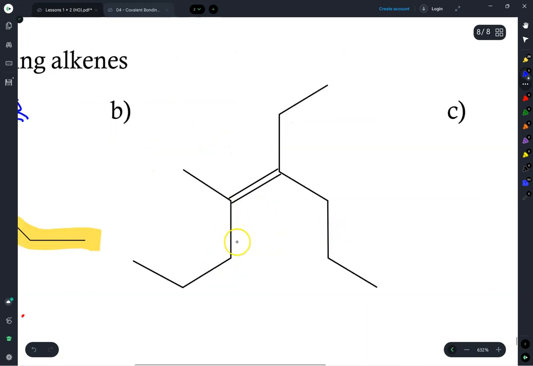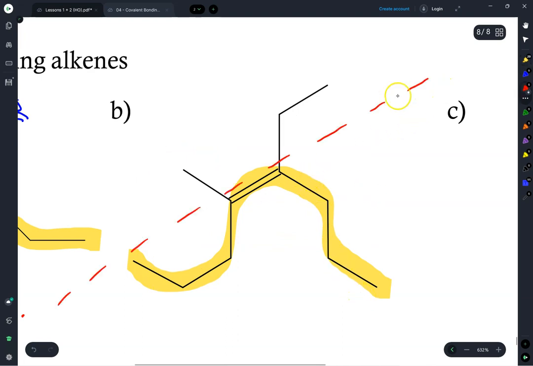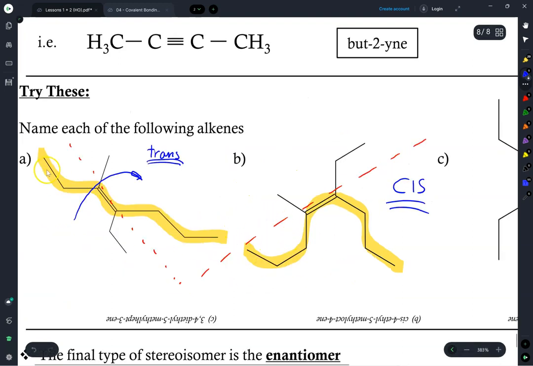Whereas if you look at this example, again, we highlight the main parent chain, then I draw a border along the double bond. You'll notice that the parent chain does not cross over the border, it stays on one side only. It never makes it to the other side of the border. So we call this cis, meaning the same side. Alright, so all you have to do is just draw the parent chain, draw a border line that follows the direction of the double bond.